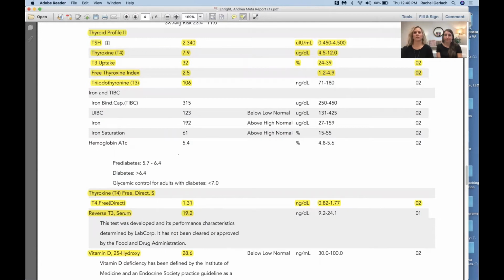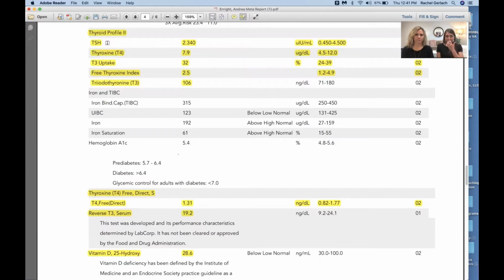So let's talk about TSH, thyroid stimulating hormone. Perfect. Yeah. So thyroid stimulating hormone is the hormone that is sent from the pituitary in the brain down to the thyroid, and as the name implies, it's to get the thyroid to do its job, which is to produce its two hormones, T4 and T3.